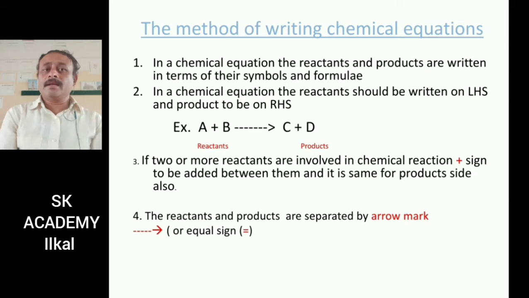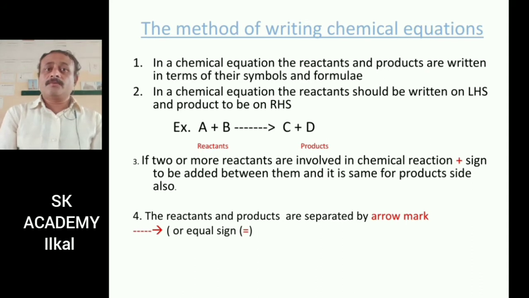In a chemical equation, the reactants should always be written on the LHS, the left hand side of the equation, and the products on the RHS, that is the right hand side. I have given an example in this slide, that is A plus B. These two are considered reactants, so I have written them on the LHS, and the products should be written on the right side, that is C plus D. Like this we have to write any chemical reaction.